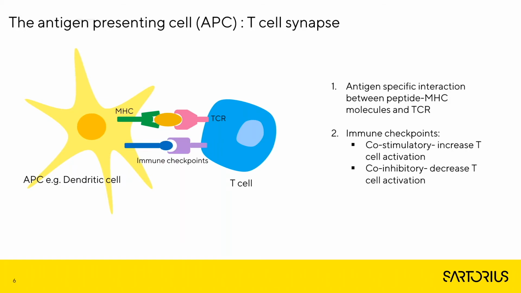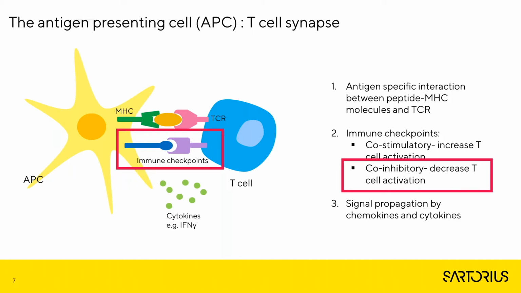Following this antigen recognition is secondary signaling by co-stimulatory or co-inhibitory molecules called immune checkpoints, which act to either increase or decrease the T cell response. And then finally, the immune response is propagated by chemokines and cytokines that are produced and recognized by both the T cell and the APC.